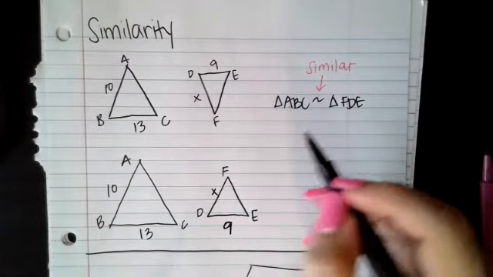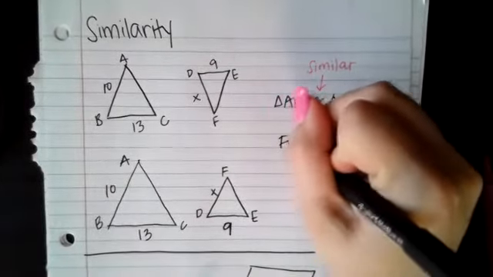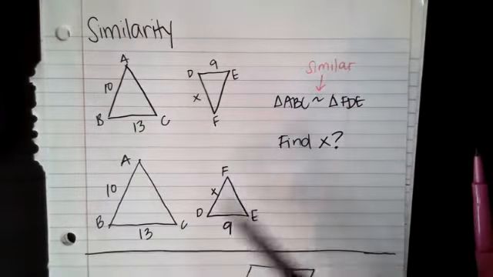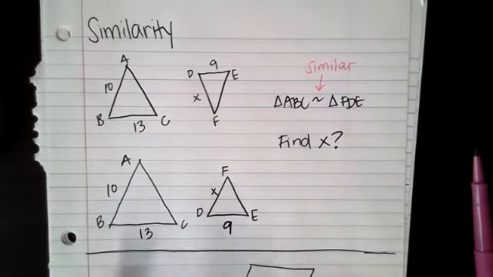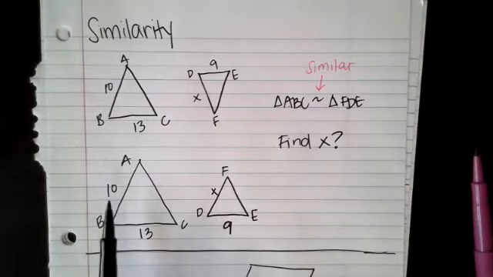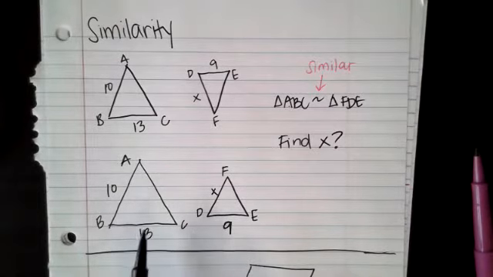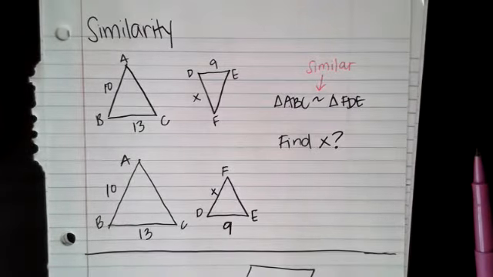When you have a problem like this, you're trying to figure out what is the value of X? What is the length of this side DF? Knowing that these two figures are similar to each other, they're supposed to be proportional, meaning that whatever we're doing to 10 to get X, we're doing the same thing to 13 to get 9. Maybe we're multiplying it by some sort of decimal.